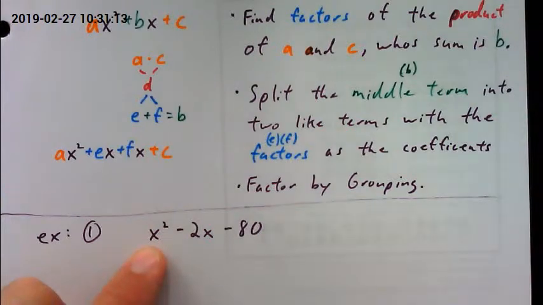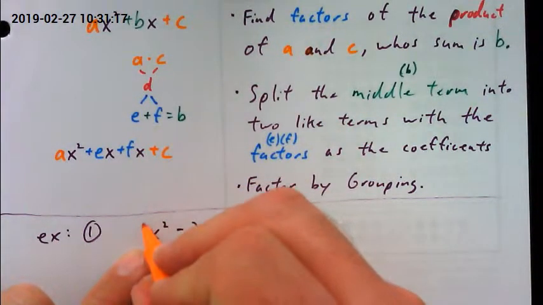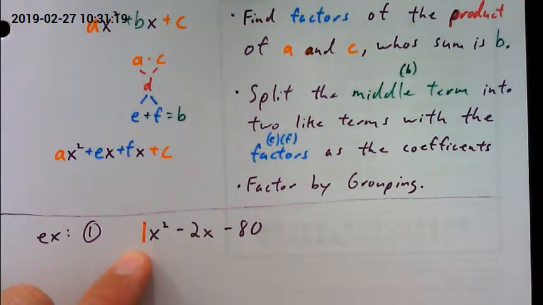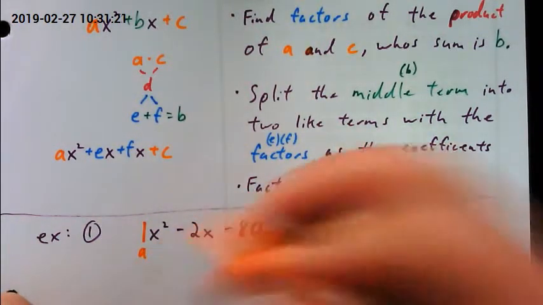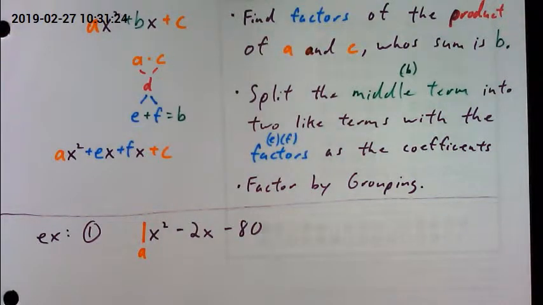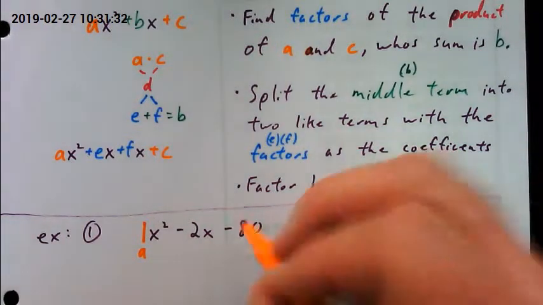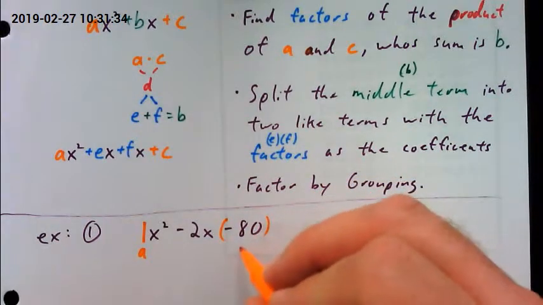Well, the a value usually goes in front of it, right? So the actual a value is 1. Sometimes we're going to have a lead coefficient of 1. And when that happens, we just have to recognize that that 1 is actually the a value. Our c value is going to be the value at the end, that negative 80.